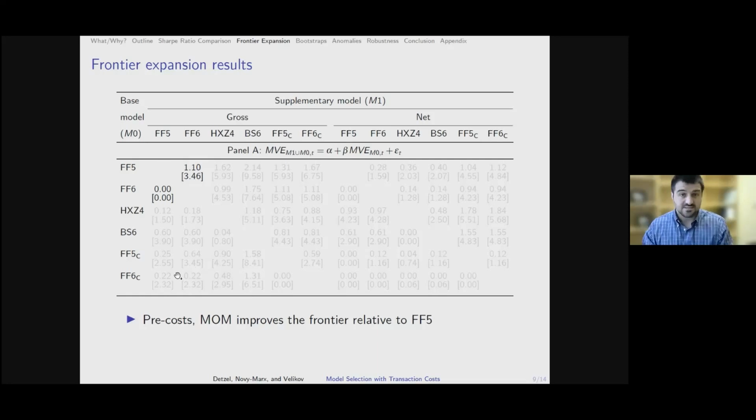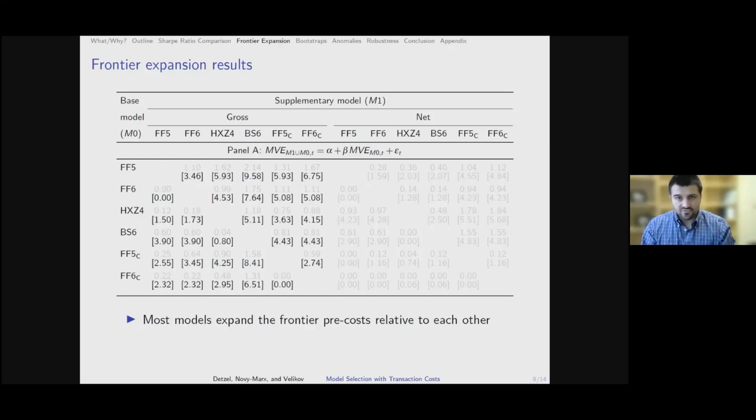The flip side, these zeros here are there because when we include FF5, all of the factors are already in FF6, so we don't really estimate any regression. The union is the same as the base model. And so the overall result on the gross side, on the left-hand side panel, is that most models tend to expand the frontier pre-cost relative to other models.